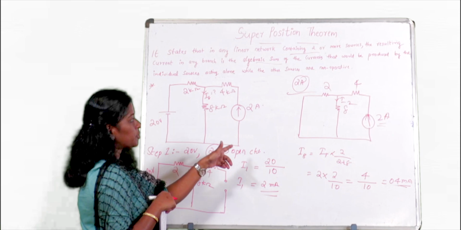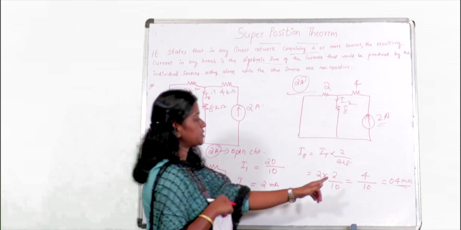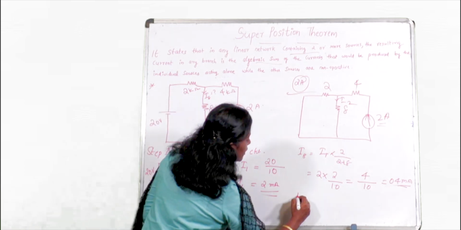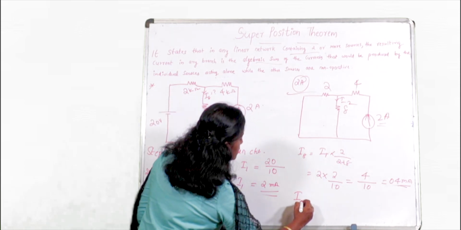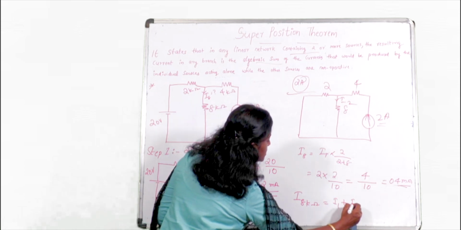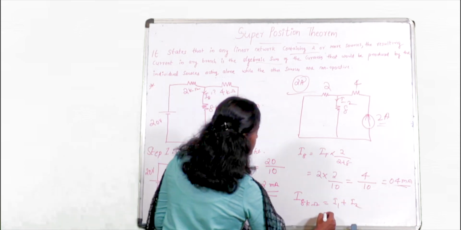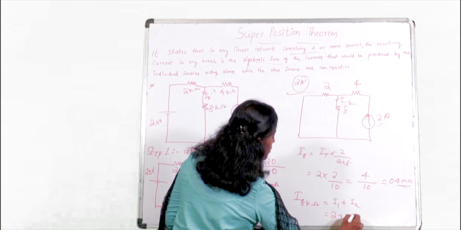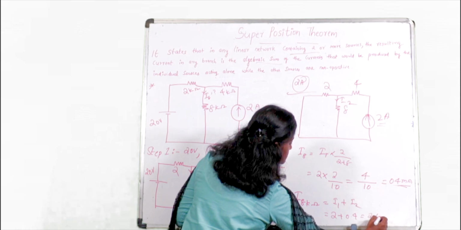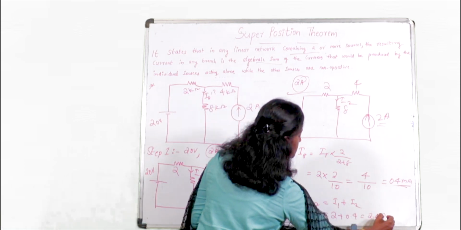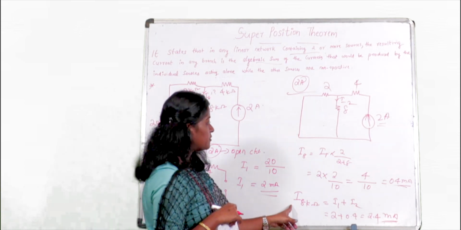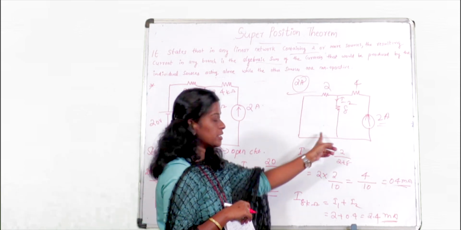And according to the superposition theorem, we have to add these two currents. Then you will get the current flowing through 8 kilo ohm. So the final answer will be the current flowing through 8 kilo ohm equal to I1 plus I2. So I1 will be 2 plus I2 will be 0.4. So here you will get 2.4 milliampere. So 2.4 milliampere is the current flowing through 8 kilo ohm.